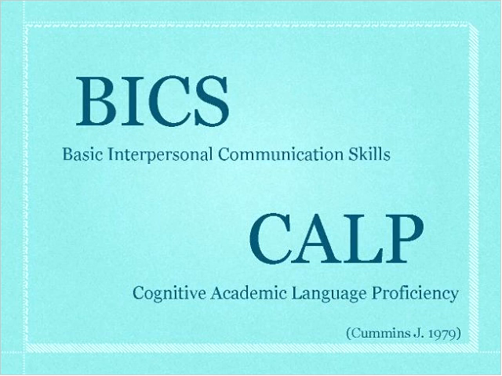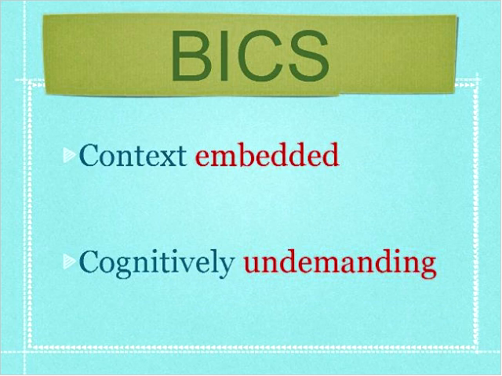So what are we actually talking about here? BICS is the language of everyday communication, of conversations, of informal interaction, whereas CALP, cognitive and academic language proficiency, is the language that we need to understand, or children need to understand, other content areas of the curriculum. So let's just have a little look at some of the features of BICS and CALP and how they're different.